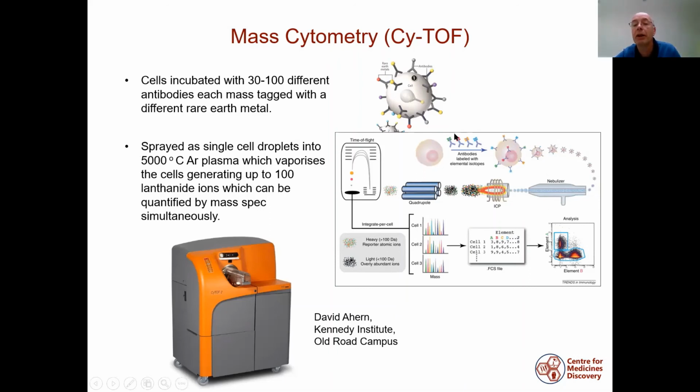Here's your cell. You label it with your mass tagged antibodies. They go into the nebulizer, one cell at a time. They're then vaporized, then pass through the quadrupole. You have a time of flight analyzer, and that will simultaneously measure the different lanthanides and quantify them, as you can show here. And this will generate something rather similar to a FACS plot for your cell type. If anybody's interested in this technique, we do have this, not in our lab, but they do have this in the Kennedy Institute.